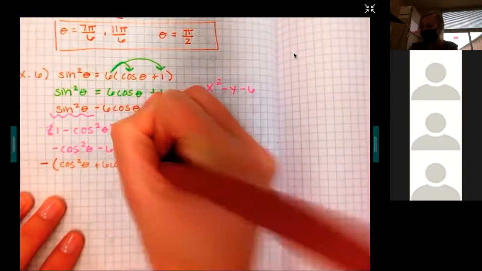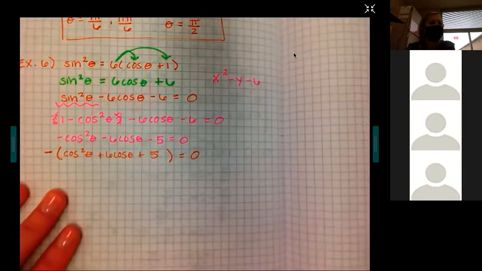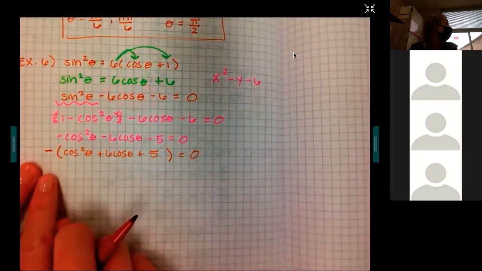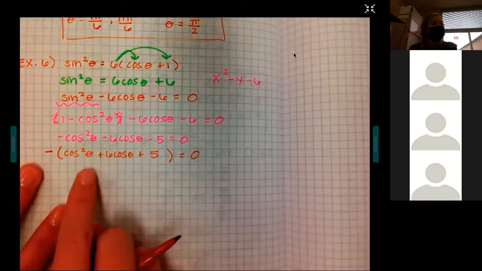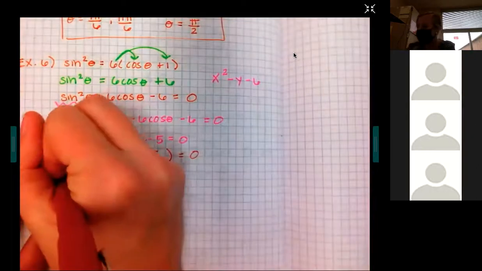Are you done, Kevin? Oh, I thought he said he's done. I was like, wow. Now can we factor it? Yeah. So I'm not even going to worry about the negative if that's okay with y'all. I took it out. It's gone. Are we okay? Factors of cosine squared are what? Cosine and cosine.